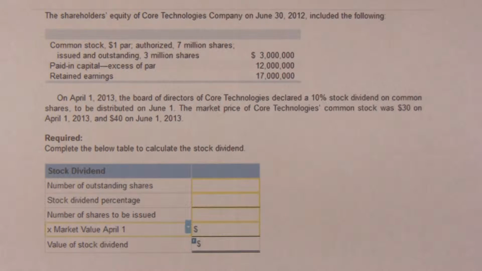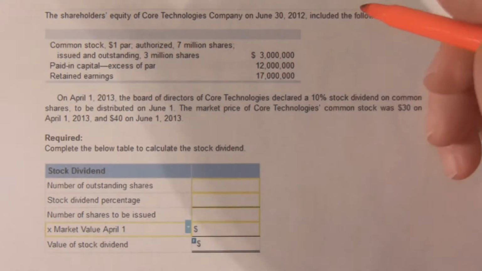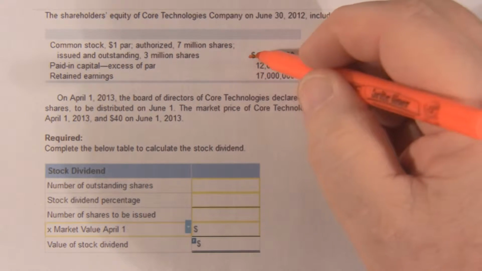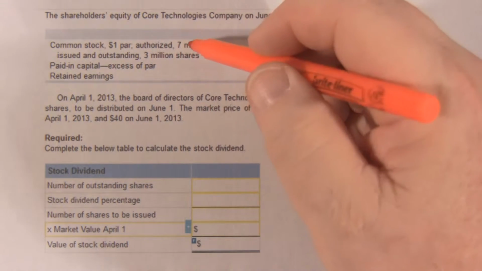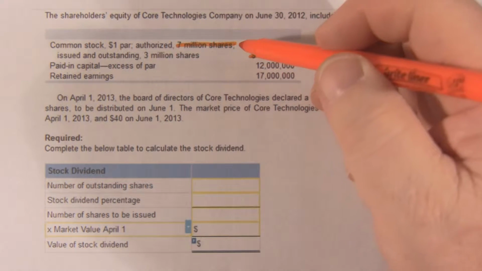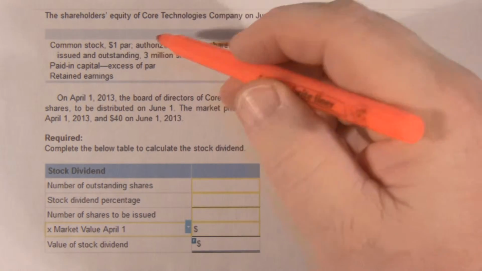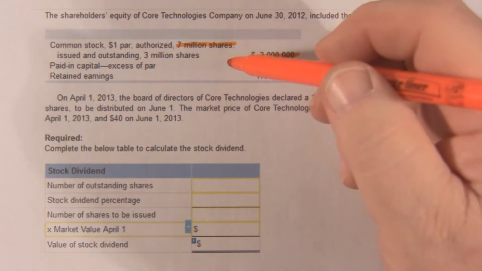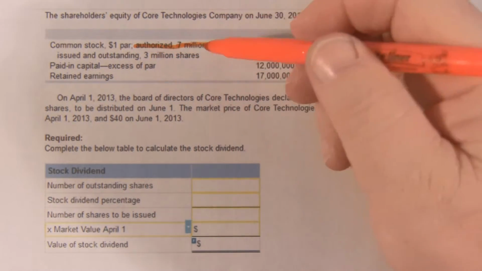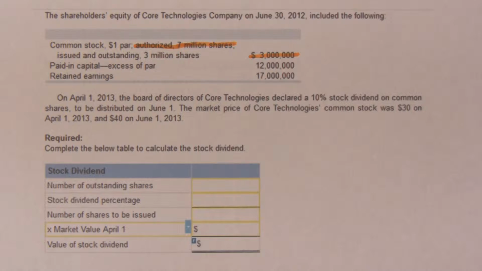Okay, this problem has a couple of things in it that I need to draw your attention to. First thing I want to point out is that there's 3 million shares issued and outstanding. The 7 million shares as authorized, issued, and outstanding is 3 million. That's the first thing you need to see, okay? So we need to have that piece.